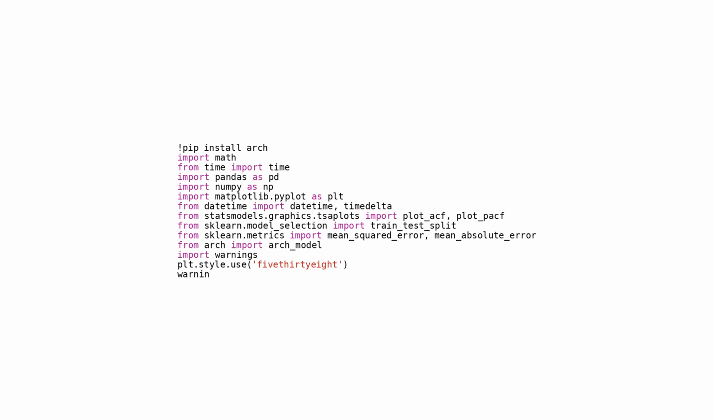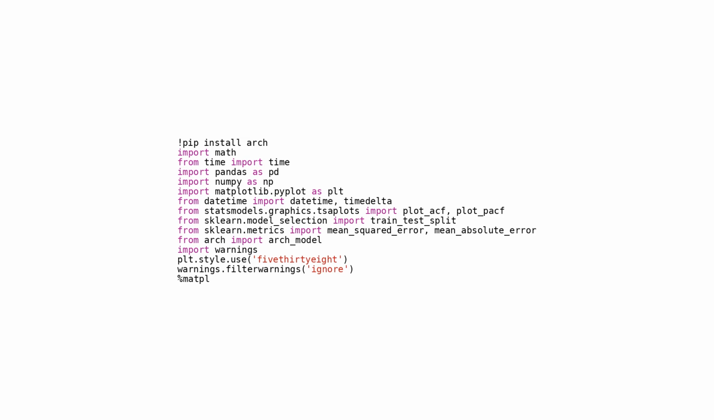3. Set the plotting style using plt.style.use('fivethirtyeight') for consistent graph visualization. 4. Suppress warnings with warnings.filterwarnings('ignore') to enhance output clarity. 5. Include %matplotlib inline to display all matplotlib plots inline in Jupyter notebooks.